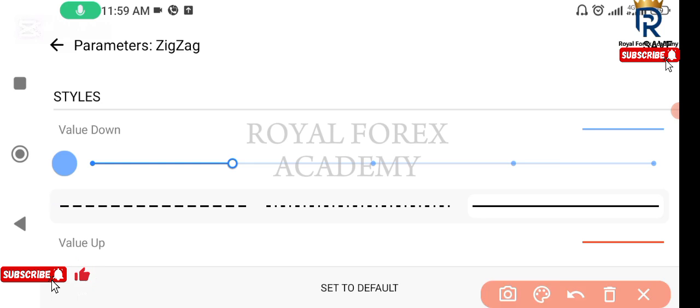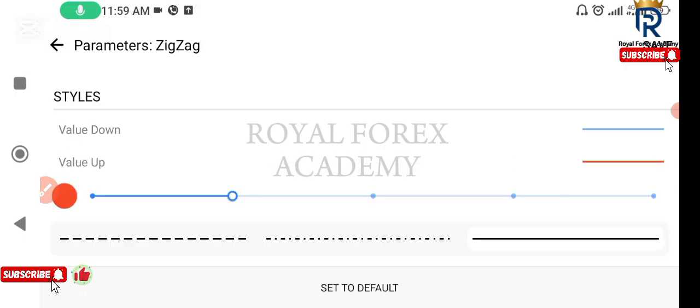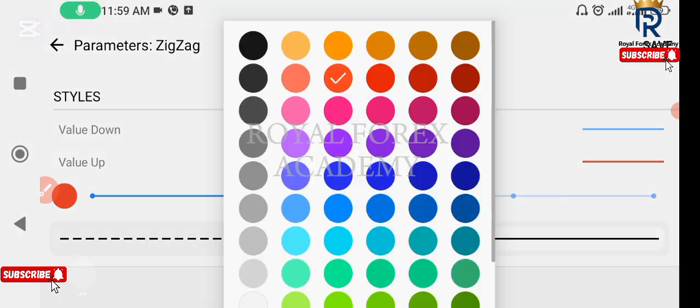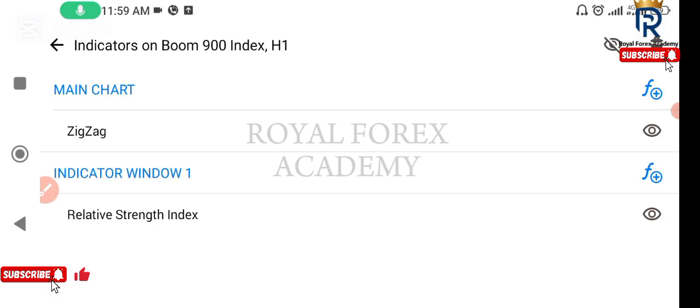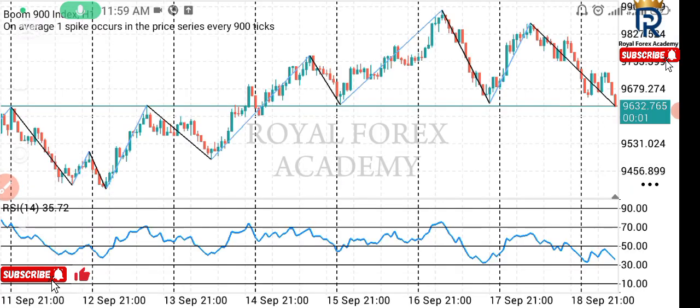You can see that there is a value down which is the color blue, and a value up which is the color red. I'm going to change this red to black because I already have candlesticks that are red, and I didn't want the color of this to conflict with my candlestick color. So now I'm going to change this color to black. I have saved it and I will go back.